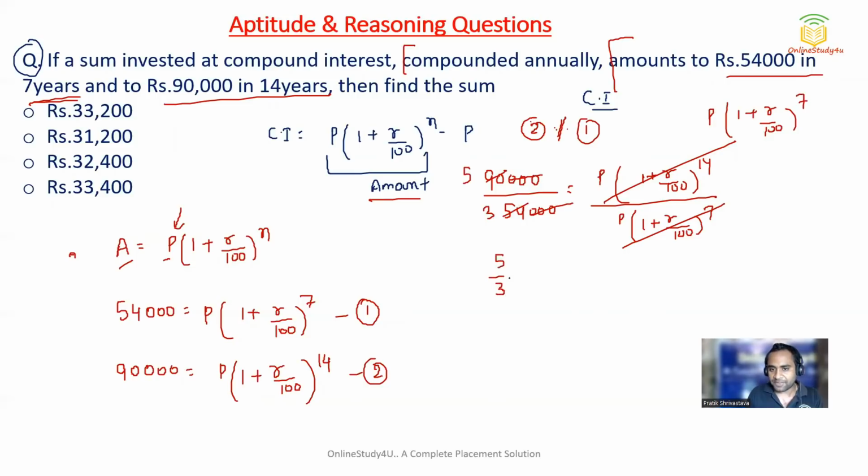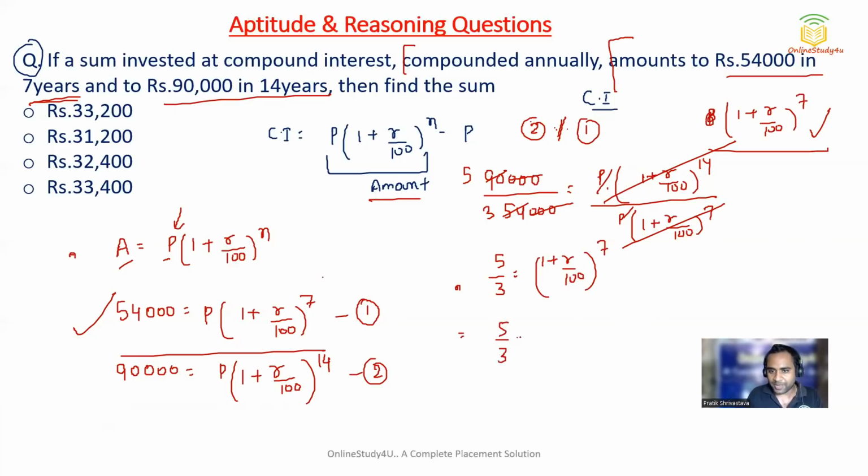So 5 by 3 will be equal to, so p and p will be cancelled. So this p will not be there. So it will be 1 plus r by 100 to the power 7. So this was a small mistake here. Now, 5 by 3 will be equal to, now if you see, 1 plus r by 100 to the power 7 will become equal to 54,000 divided by p.